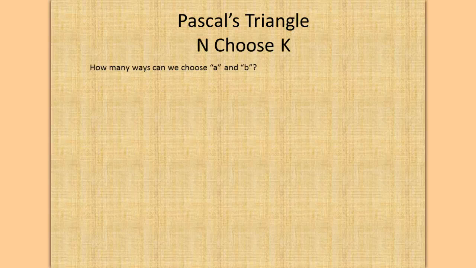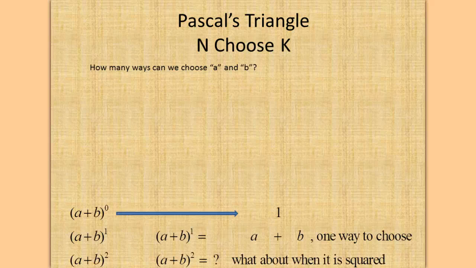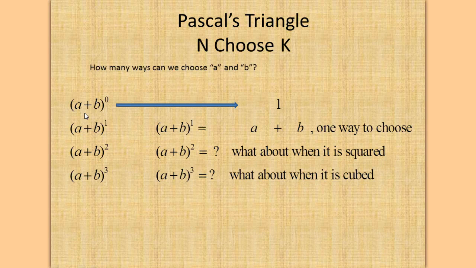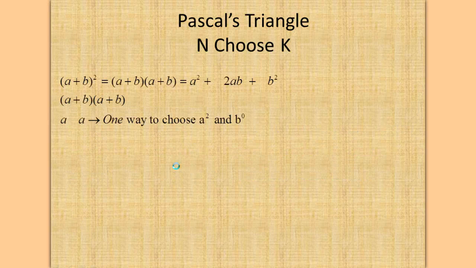Pascal's triangle, n choose k. How many ways can we choose a and b? We saw that we had a plus b raised to the power of 0, which is 1. A plus b raised to the power of 1. Well, there's only one way to choose a plus b. A plus b squared. What about when it is squared? How many ways to choose? What about when it's cubed? How many ways to choose?